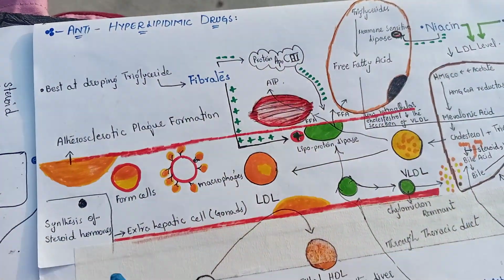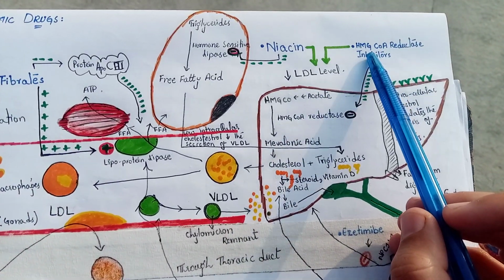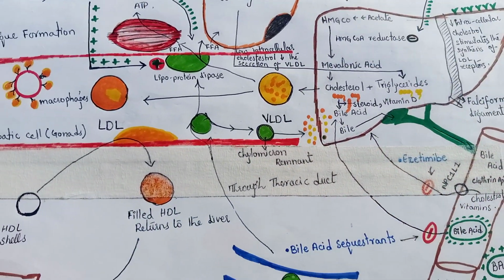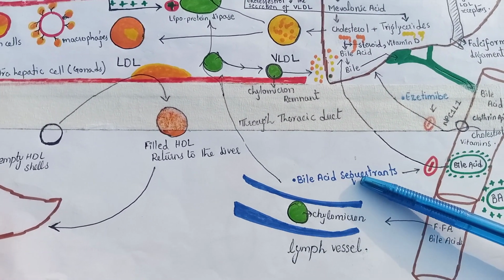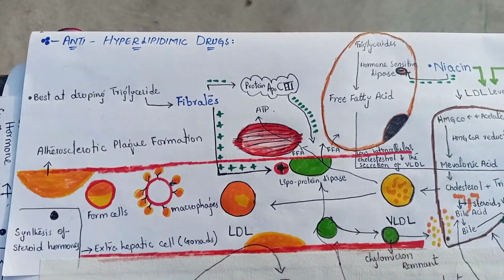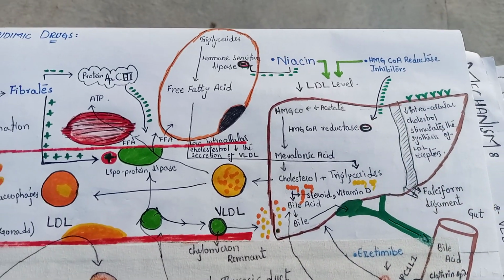Right, now what are those anti-hyperlipidemic drugs? These drugs include the 3-hydroxy-3-methylglutaryl coenzyme A reductase inhibitors, niacin, ezetimibe, which is a cholesterol absorption inhibitor, the bile acid sequestrants, and last but not the least, the fibrates. Starting with the 3-hydroxy-3-methylglutaryl coenzyme A reductase inhibitors.